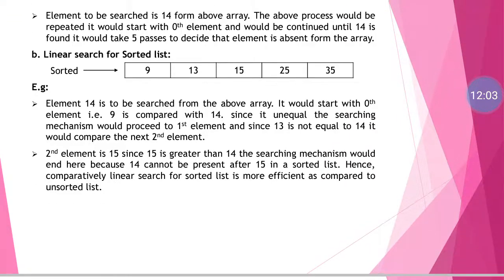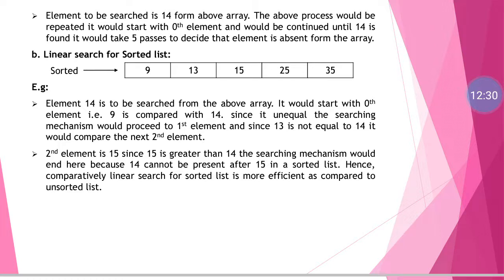Now linear search for a sorted list. This is obviously a sorted list. For example, we need to search for 14 in this regard. So it will start with the 0th position. 9 is compared with 14, not equal. 13 is compared with 14, not equal. 15 is compared with 14, not equal. But here the iteration stops, the comparison stops, because 14 is smaller than 15, and since we have reached 15, we can conclude that 14 won't be present after that.